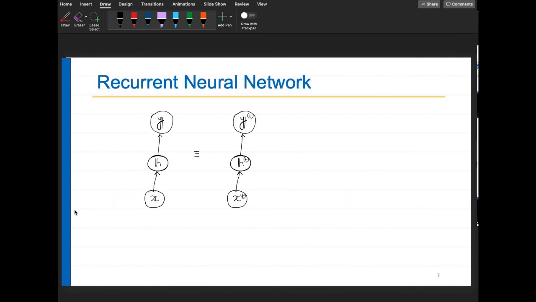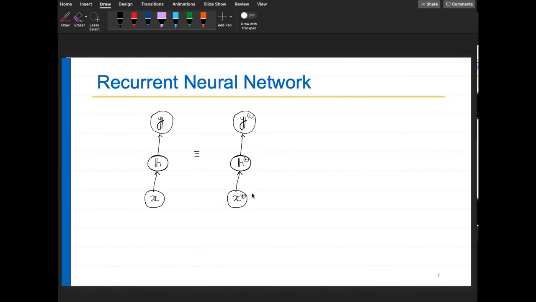What is a recurrent neural network? This is a simple neural network. You have an input X. In this case, I have represented the variables with the circles, and the operations are implicit in the arrows. You multiply the x with w and you do some nonlinearity, you get an h. You multiply h with some other w, you do some nonlinearity, you get y. This is your ordinary neural network.